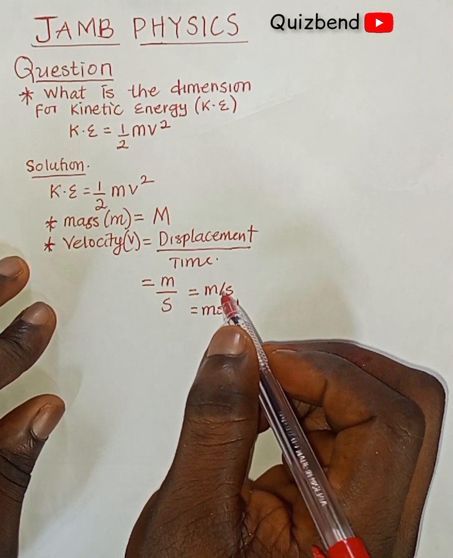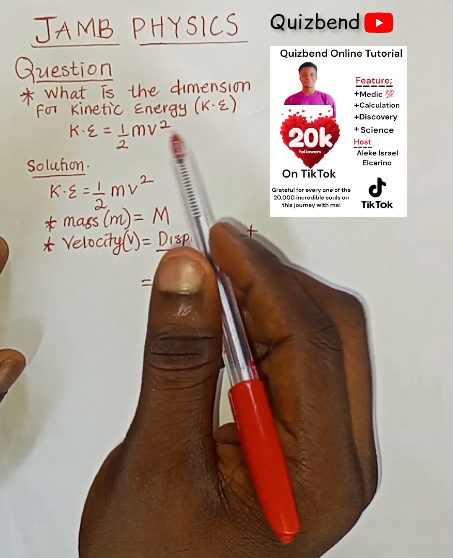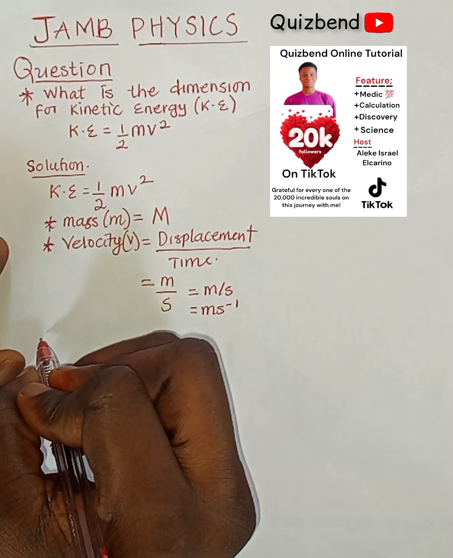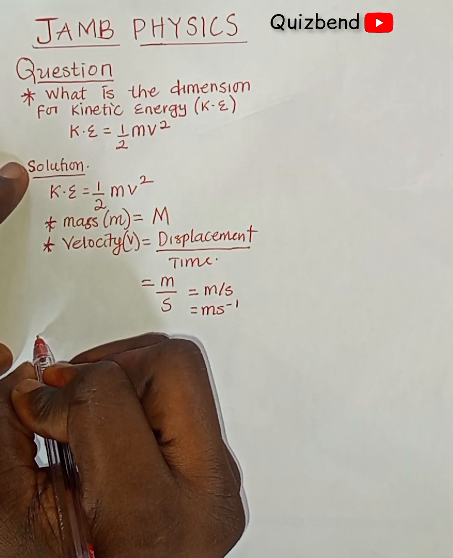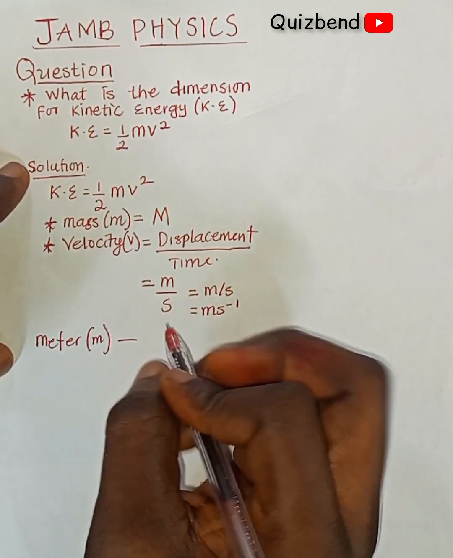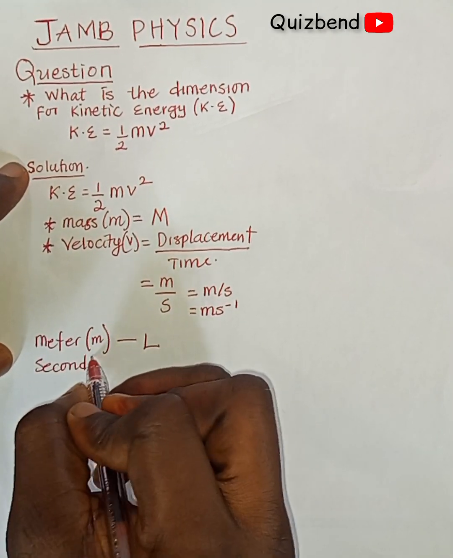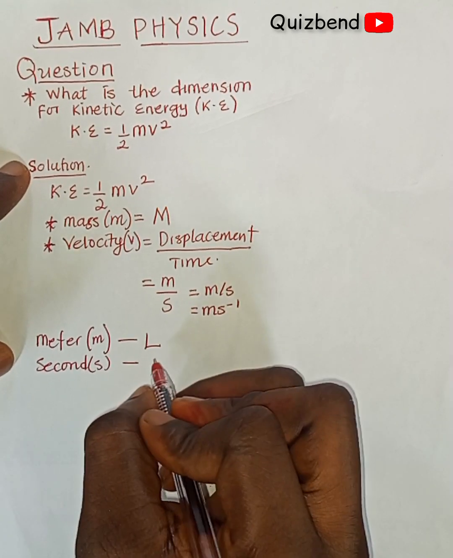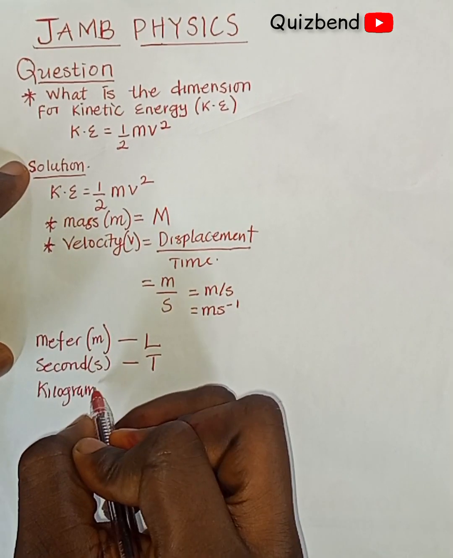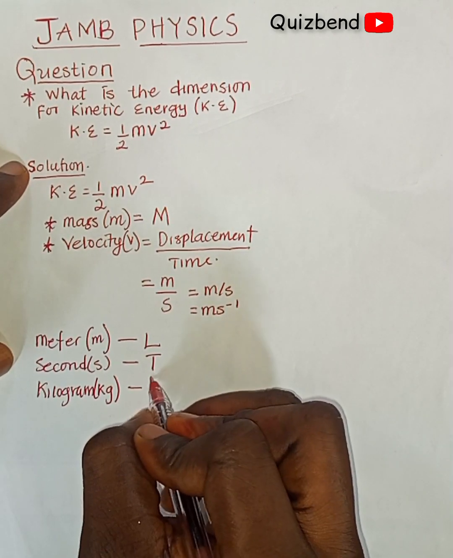Now I want to leave you with some basic dimensions you need to know before you can solve any question under dimension in physics. For the unit of length, which is meter, m, the dimension is L. For the unit seconds, s, the dimension is capital letter T. For the unit kilogram, the symbol is kg, the dimension is capital letter M.